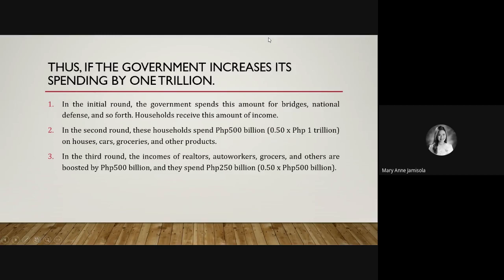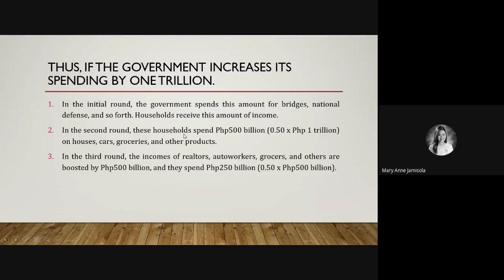In the second round, these households spend 500 billion, which is 1 trillion times 0.5. Where did that 0.5 come from? The marginal propensity to consume. What does marginal propensity to consume mean? That is the measurement of how much households consume or spend based on the income they received. So in our computation, we found out that the MPC is 0.5. And where is the other 0.5? That is the MPS, marginal propensity to save. Therefore, half of it was assumed to be saved by the households. So not everything was spent. Only 500 billion will be spent.